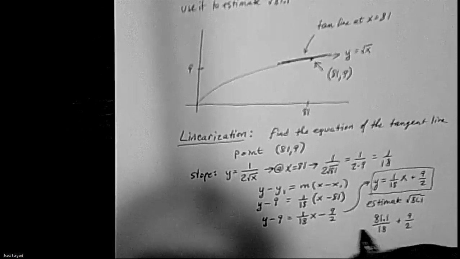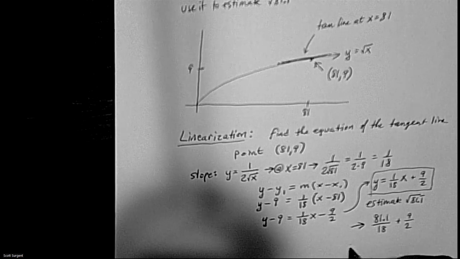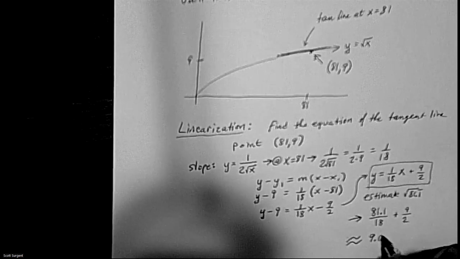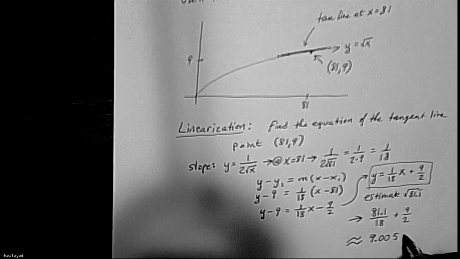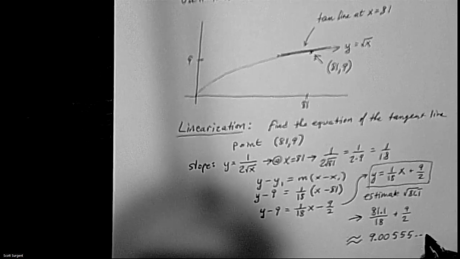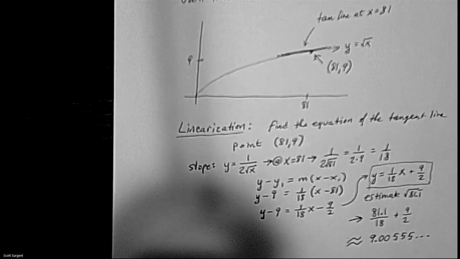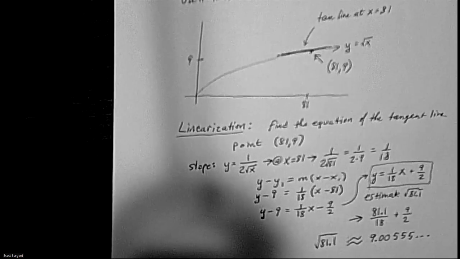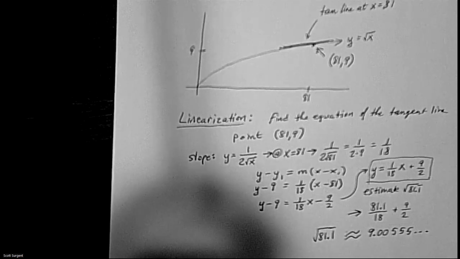I'll use the squiggly equals. I get 9.005 and then just fives forever, dot, dot, dot. Okay, that's the approximation of the square root of 81.1. That's a pretty powerful approximation, and that was just by using the line.